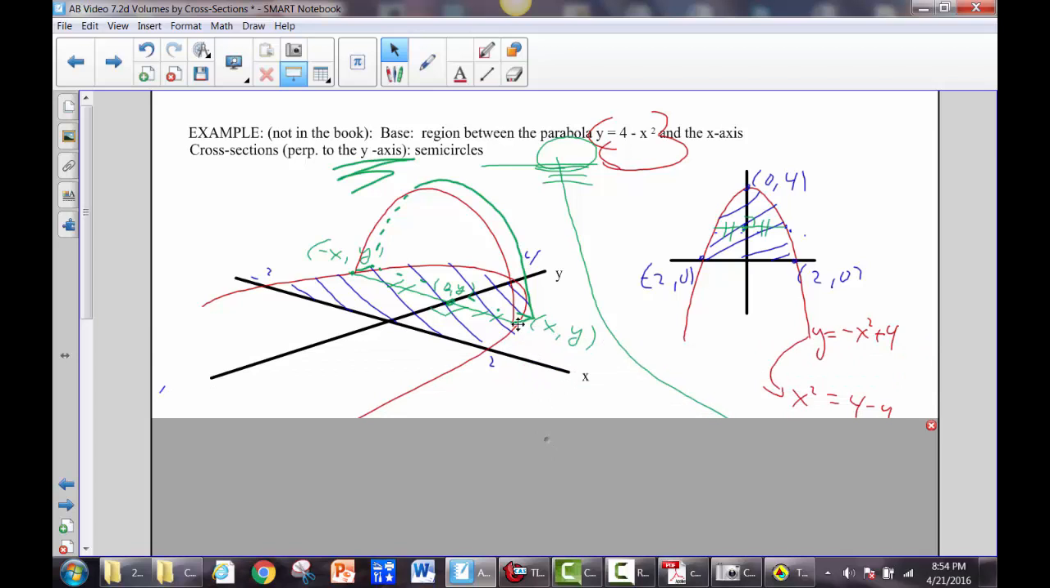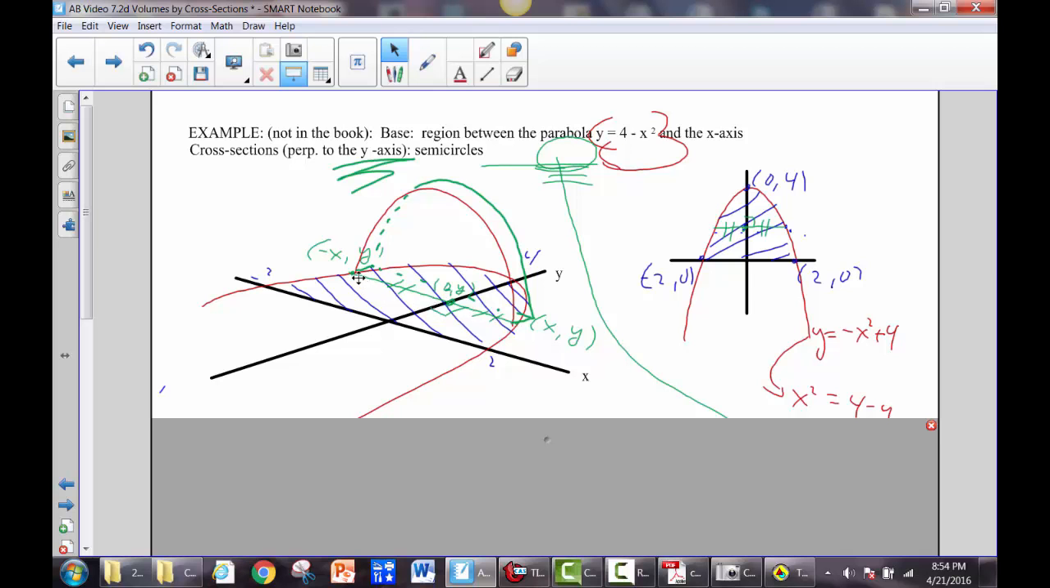So I drop it down, but now I'm going perpendicular to the y-axis, which means I'll pick a point on the y-axis and draw parallel to the x-axis until I get to the edges of my base. All right, now I draw a semicircle. This, of course, is x.